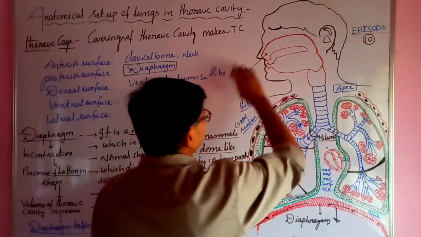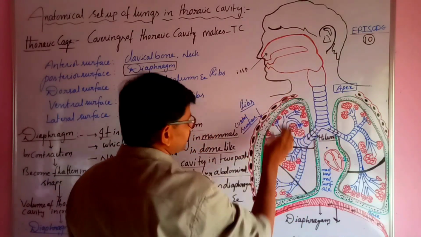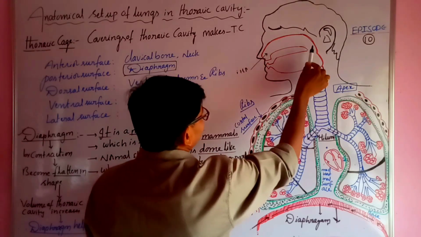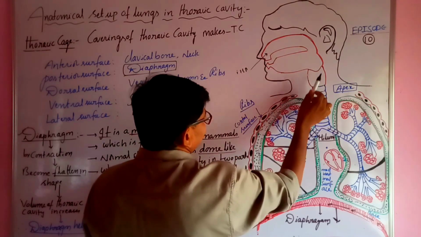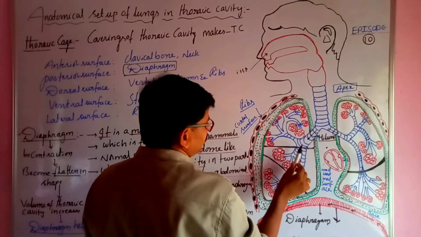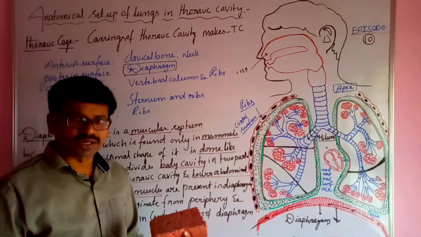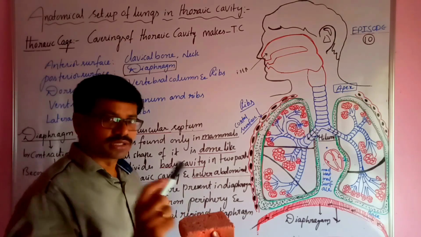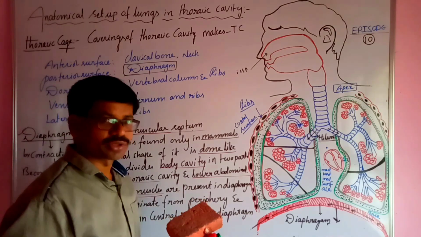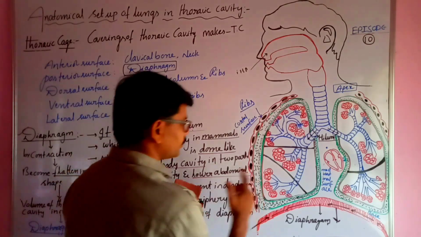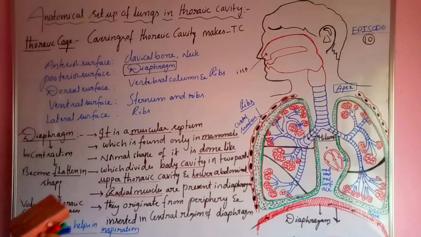Finally, the air enters from the atmosphere into the lungs through the external nostrils, nasal cavity, internal nostrils, pharynx, larynx, trachea, primary bronchi, secondary bronchi, tertiary bronchi, primary bronchioles, secondary bronchioles, tertiary bronchioles, terminal bronchioles, respiratory bronchiole, alveolar duct, alveolar sac, finally entering the alveoli. This is the use of the diaphragm.